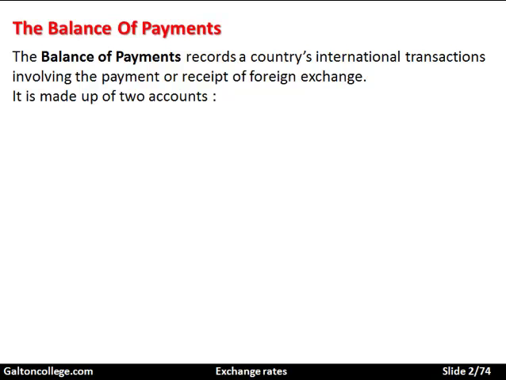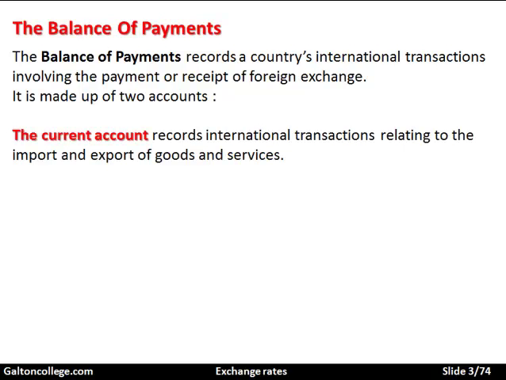So first of all, the balance of payments records a country's international transactions involving the payment or receipt of foreign exchange. That's what the balance of payments is. It's simply a record of, if you like, imports and exports. It's a record of trading internationally. And it's made up from two accounts. The current account, which records the international transactions relating to import and exports of goods and services. So when we think of the balance of payments, we normally think of goods imported from another country or exports to another country. That's the current account. That's one of the accounts.